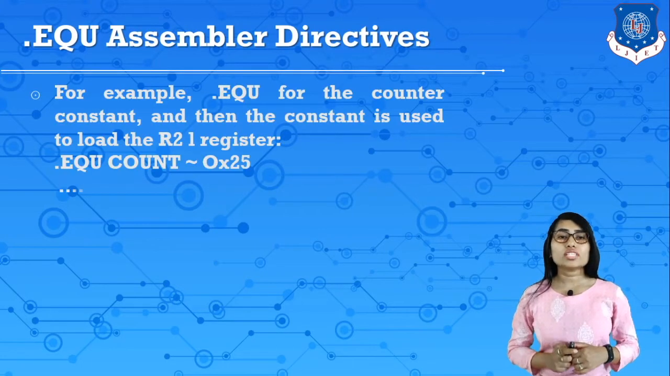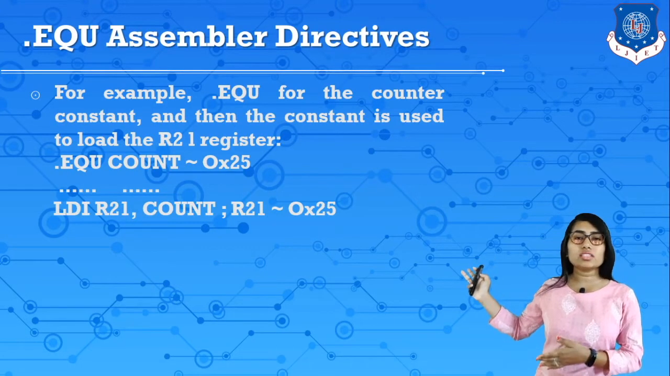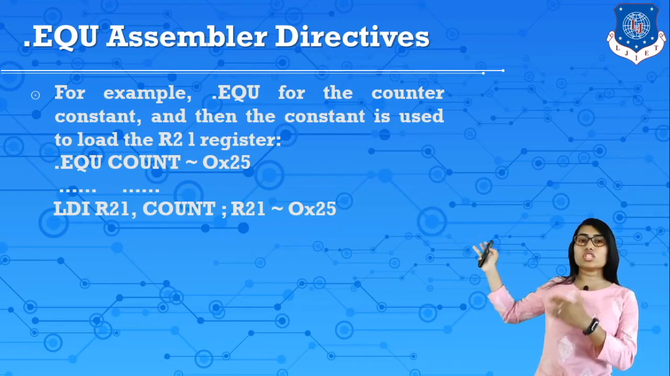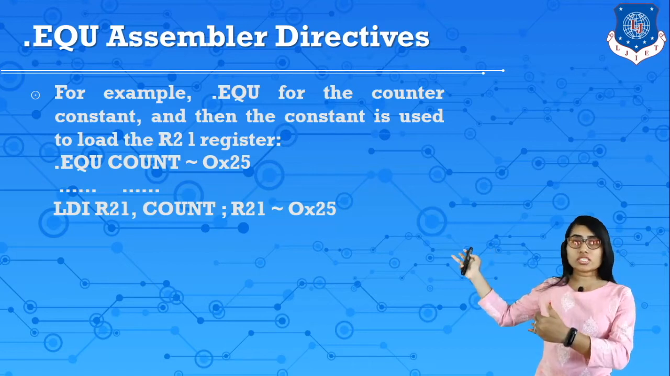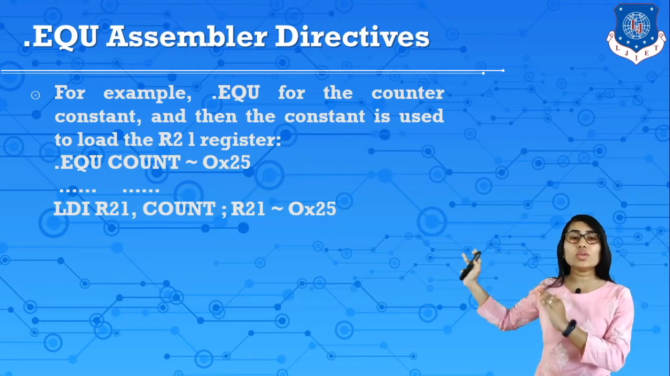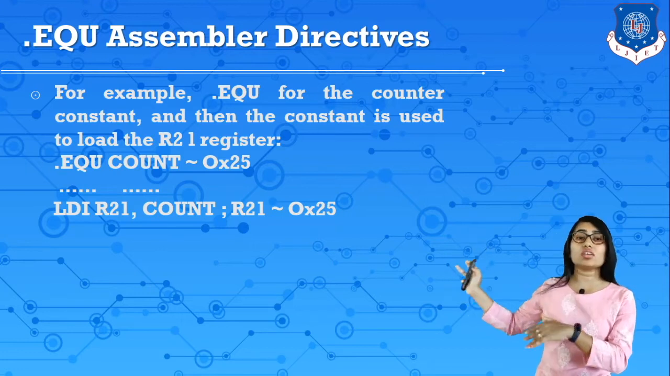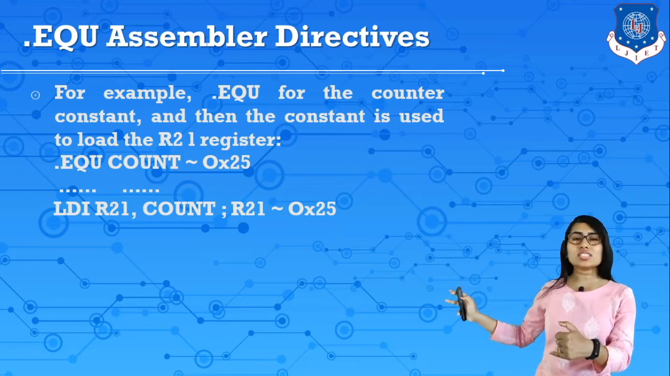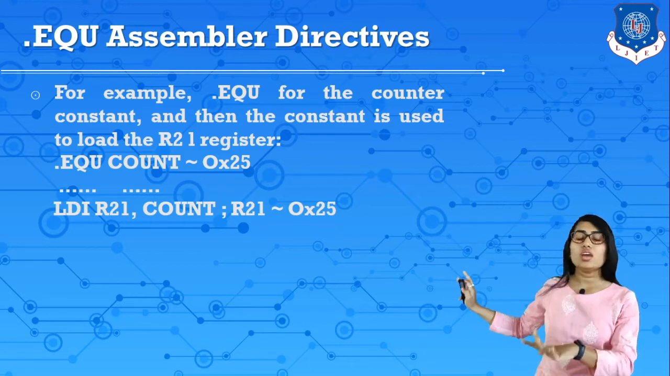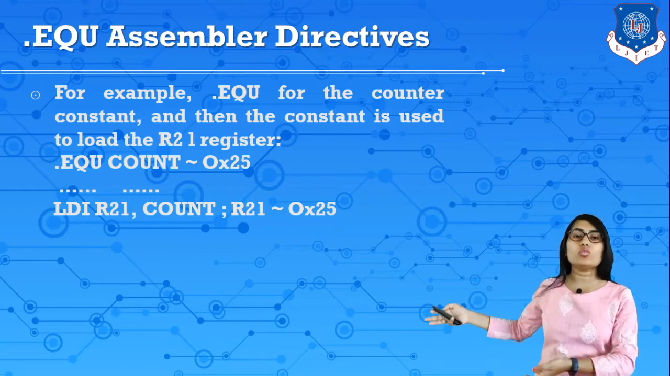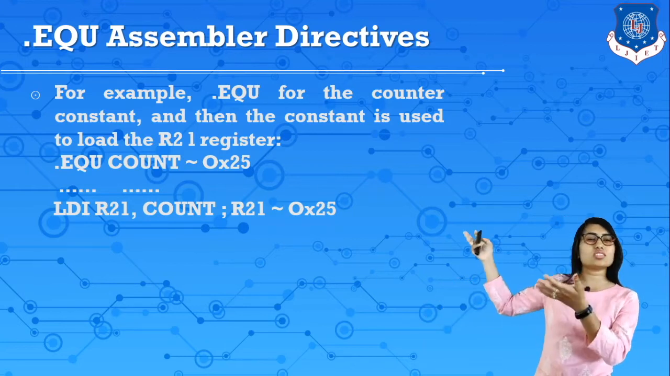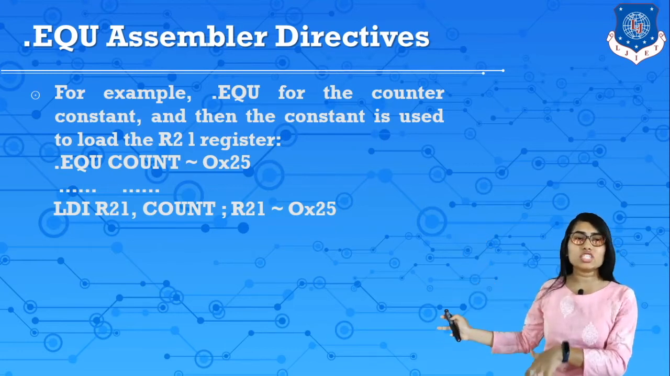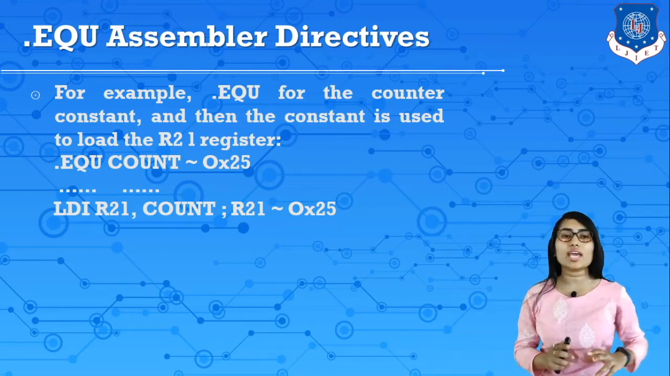For example, we can write .equ like this: .equ COUNT = 0x25. That means this is a constant value, and this 25 is in hexadecimal format, so COUNT is equal to 0x25. We can now directly use the word COUNT. And if we want to change the value of COUNT in the whole program, we can just change the value over here first, and the entire program will change. So this is how the .equ directive works.